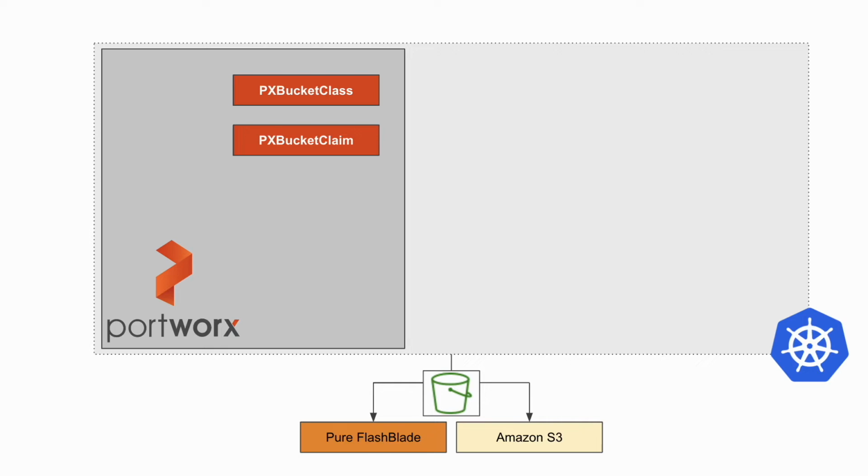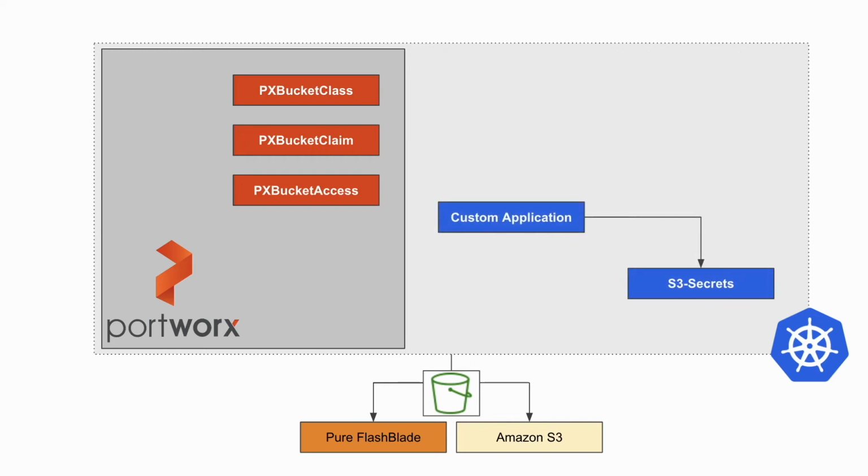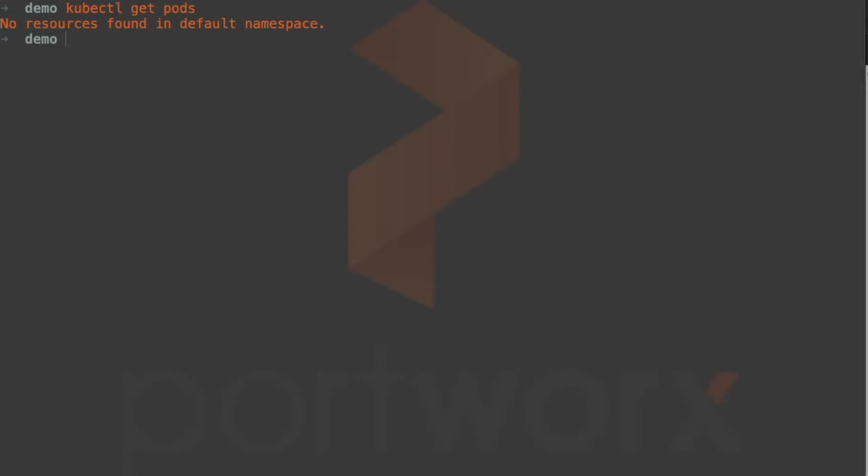Once the bucket is available, we need to create a PX bucket access object, which will create a secret on the Kubernetes cluster with the appropriate connection information for use with our applications. Let's see this in action. We'll create an Amazon S3 bucket through Portworx bucket claims, and then have an app use the connection info to do some work.